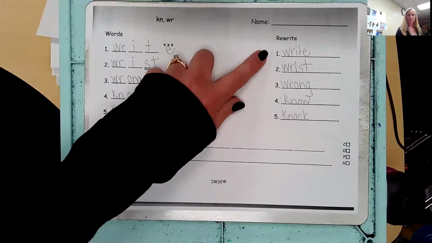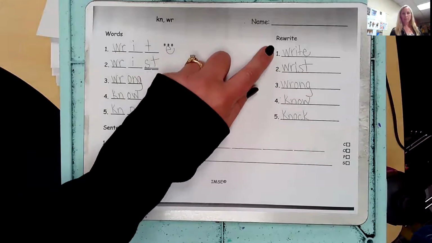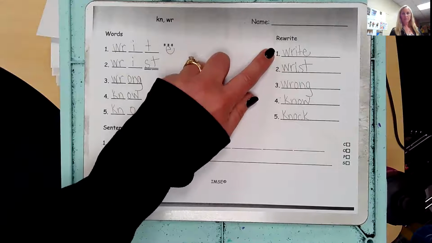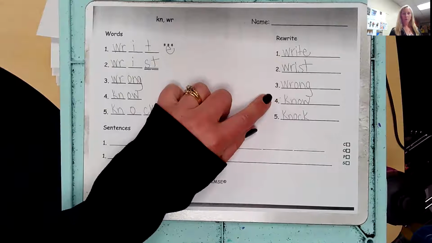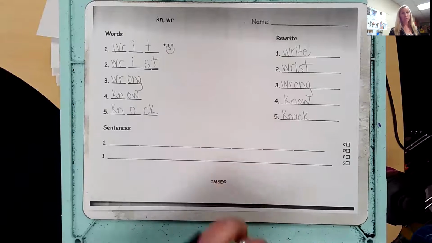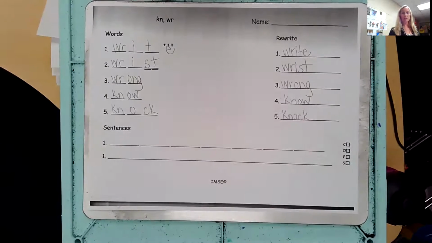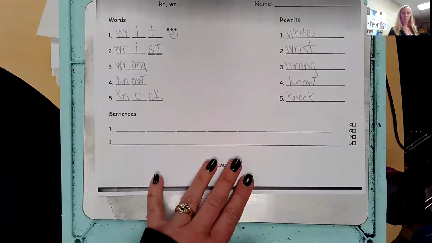Okay, let's take a moment. Let's read our words before we go on to our sentence. Here we go. Right, wrist, wrong, no, knock. I would encourage you to continue to practice those words as many times as you need till they become fluent.